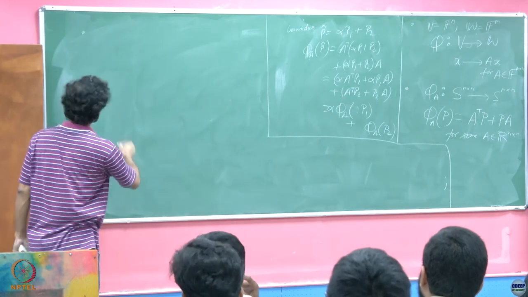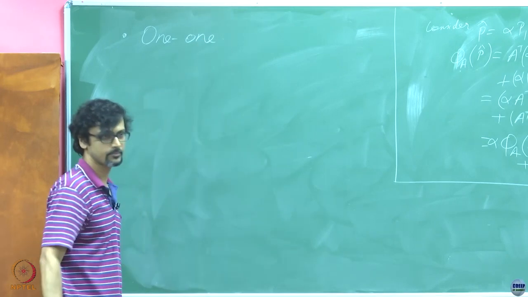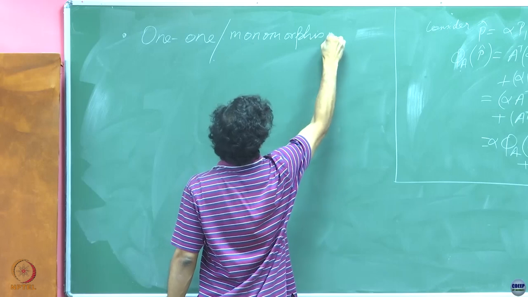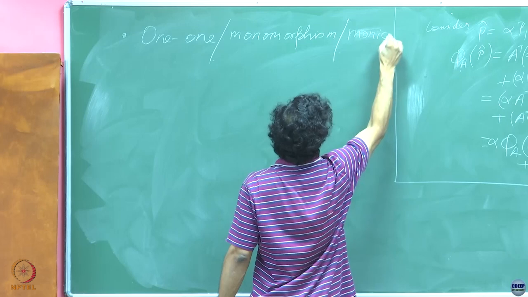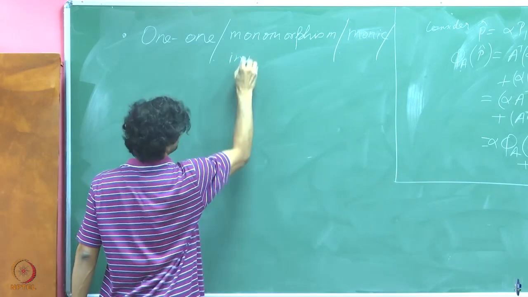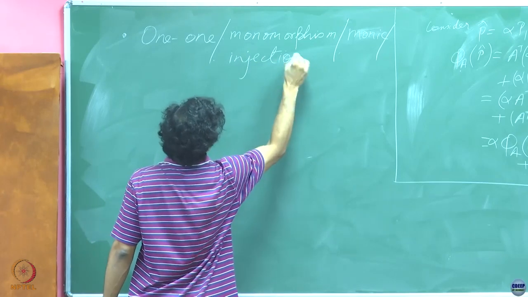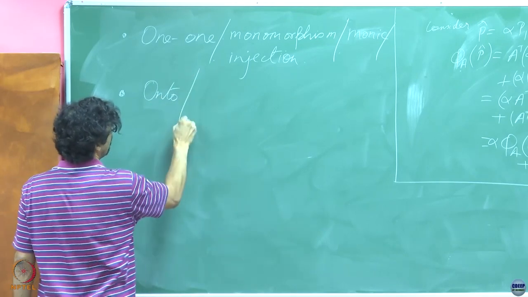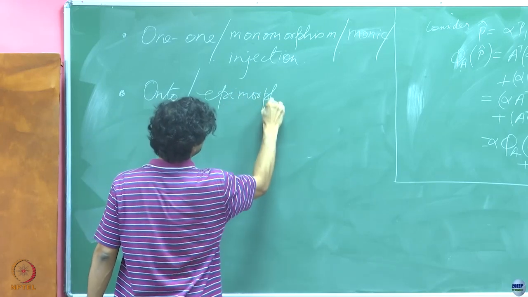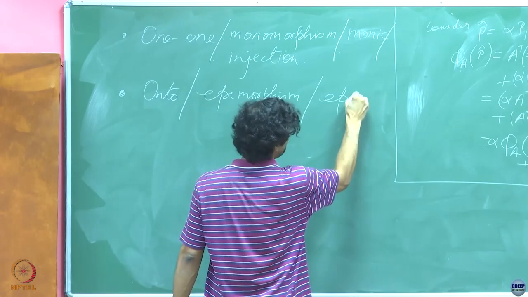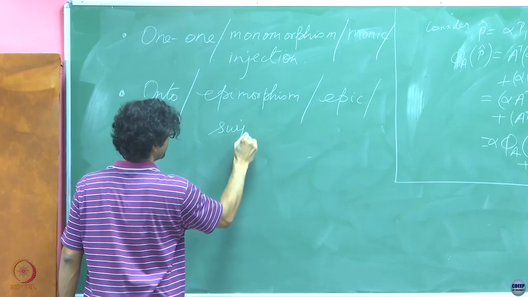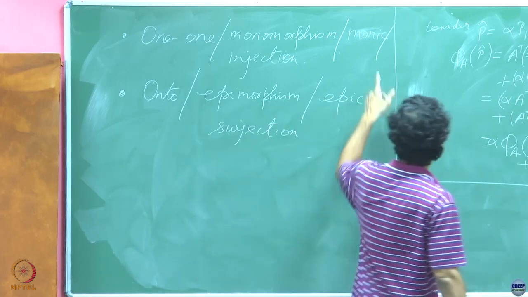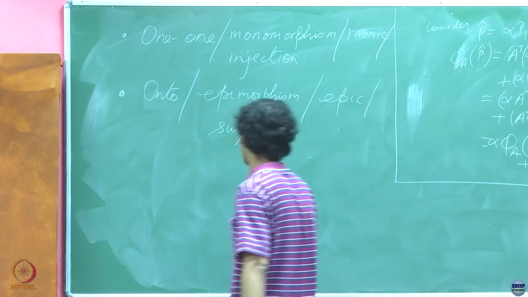First, it's known by many names, a one-to-one mapping or a monomorphism. Sometimes it is also called a monic mapping, very rarely though, and also an injection, yeah, or an injective mapping. And the other type of mapping that we shall concern ourselves with is onto or an epimorphism or an epic mapping or a surjection, right? And then you have the type of mappings which satisfy both of these properties, that is, they are both injections and surjections. Those are the mappings that are called bijections.